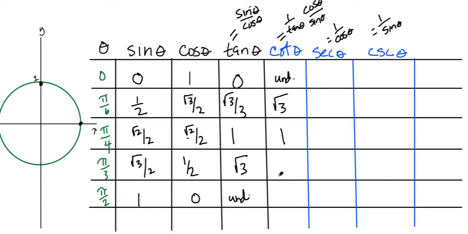This is still going to be 1. This is going to be root 3 over 3. You can see the flip-floppy nature. And then this is going to be 0, because 0 over 1 is going to be 0. Is that making sense, guys?